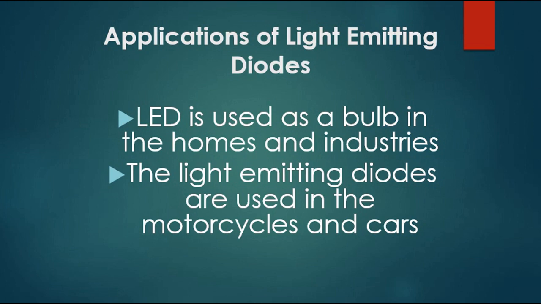So in that case, what are the applications? Where can we use LED? Numerously, we can use LED in our laptop to indicate if it's charging or not. In our fridge, to know if the fridge is on or off or if it is working. Those indications are there. The LED is also used as a bulb in homes and industry. Yes, that is true. And LEDs are also used in motorcycles and cars.